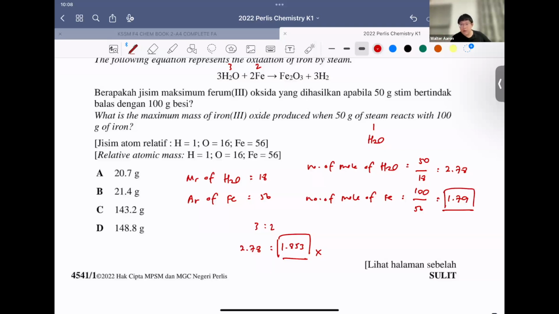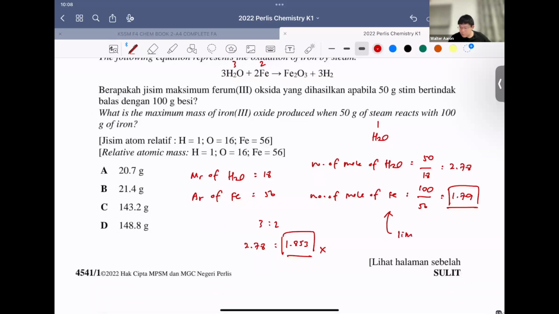So we cannot take the number of moles of water as a reference. Instead, we need to take the limiting factor. Currently, the limiting factor is this. All right, this is your limiting factor. So we can only react as much as that, and that's it. The one in excess will be in excess, no choice. So always follow the limiting factor, not the one in excess. So then we'll follow the number of moles of iron instead, which is 1.79.